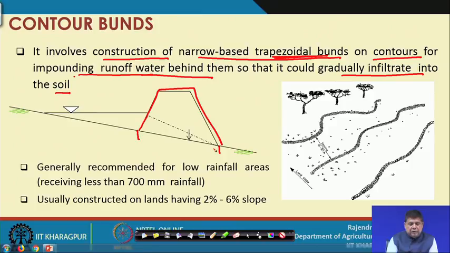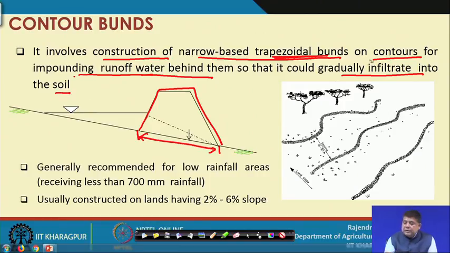From the stability point of view, of course, it has to be, because, as we saw in the previous class, one of the drawbacks of contour bunding is that it results in the loss of cultivable land. And as you can see, if this cross section is built here and here and here, and if the base width is too much, then that will result in a higher amount of loss of cultivable land. So, that is why we always see that the base width of the contour bunds is as narrow as possible.